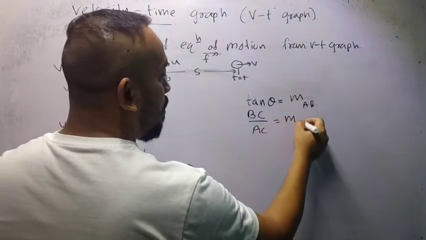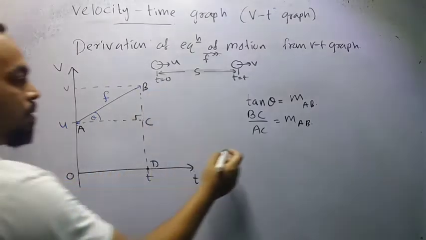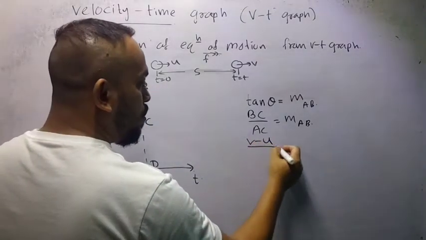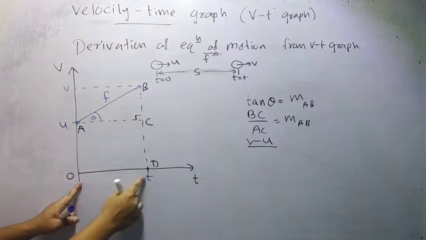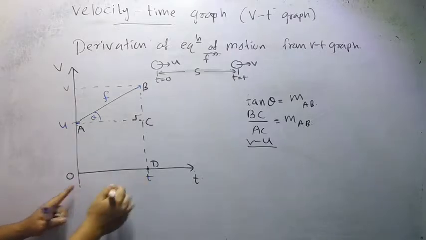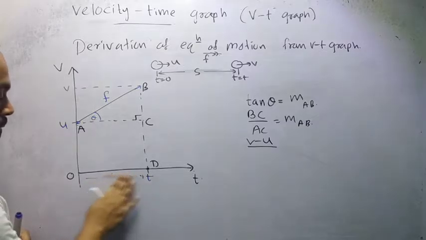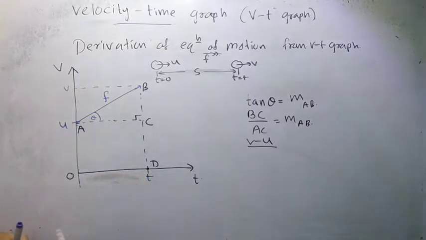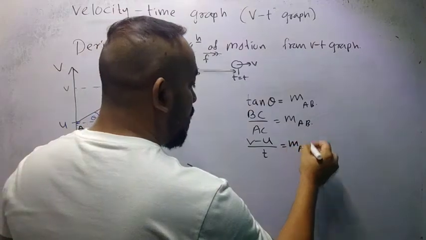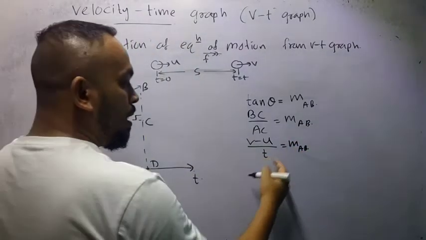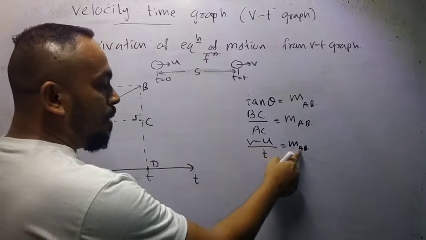This is M_AB. Now BC is V minus U, and AC is the time up to this point, so time is T. You can show the time like this, or as a coordinate. This is equal to T. Now let's rearrange this equation. T times this is M_AB T.